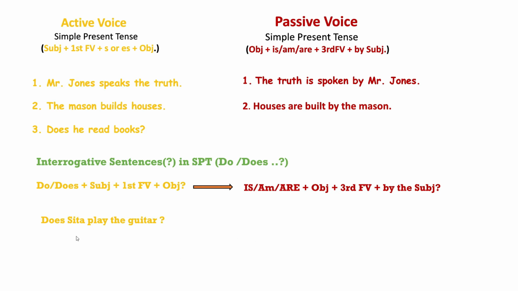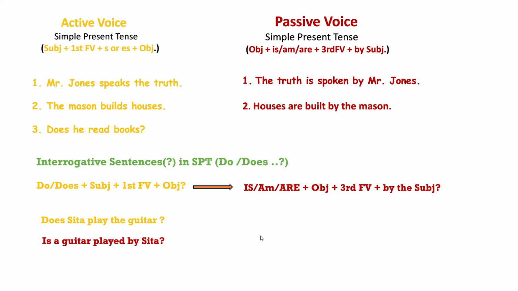Does Sita play the guitar? Is your first question. What will happen? Change this into this formula. What will happen? Guitar will come at the front. The object will come at the front and will start with auxiliary verb is because the object is in the singular form. The verb play will change into its third form played, by the subject at the last.